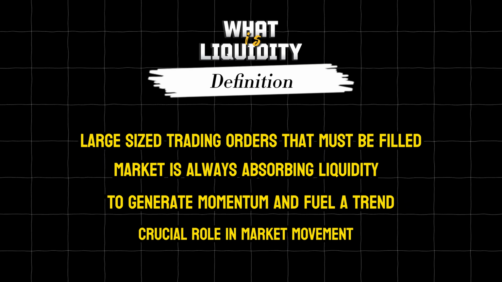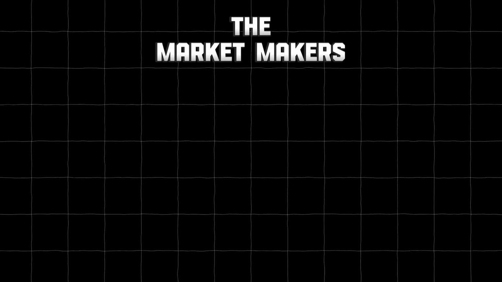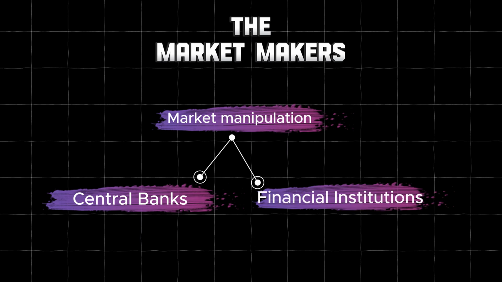Now that we know what liquidity is, the question is, where is the liquidity situated in a certain market? Liquidity can be found on the chart as areas of large money standing still in a certain zone. This money is characterized by the traders' buy and sell orders and stop losses. When a trader gets stopped out of a position, the market absorbs that position's value associated with the value of the stop loss.